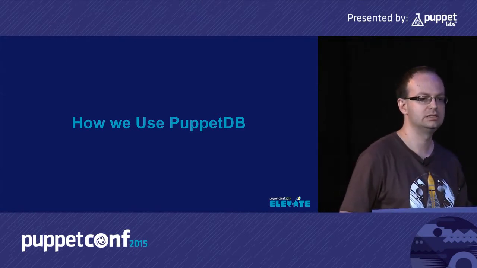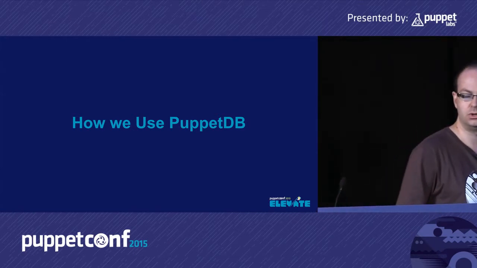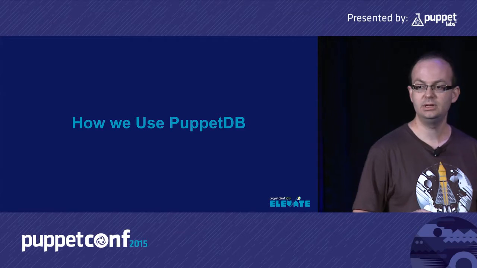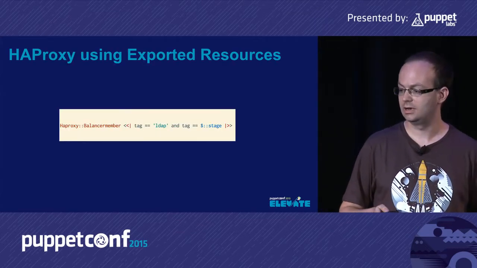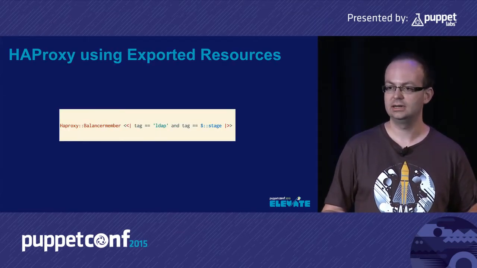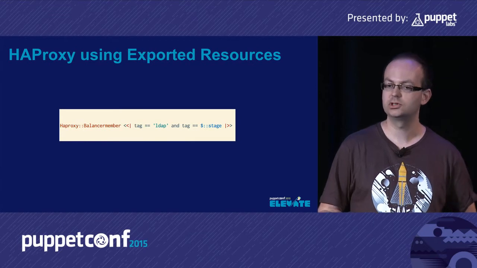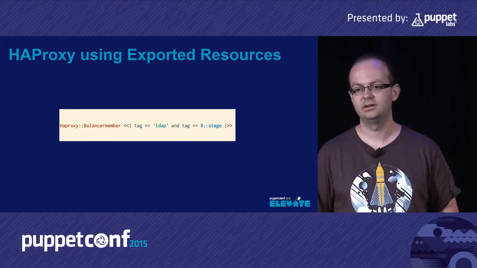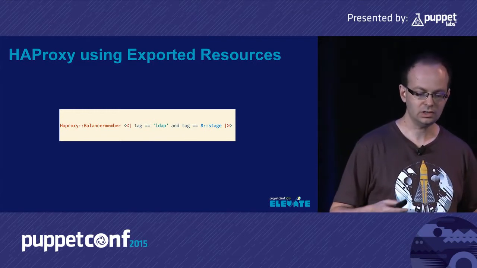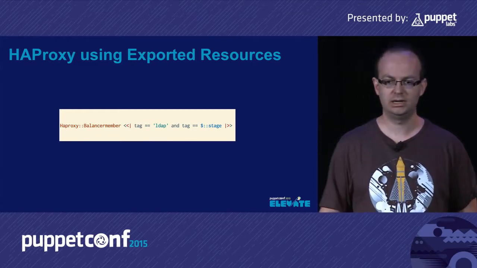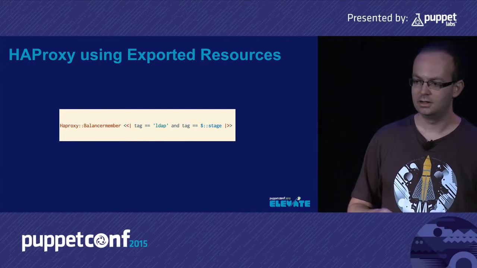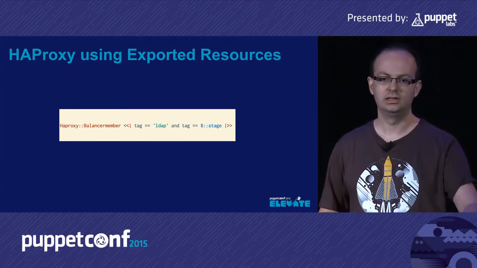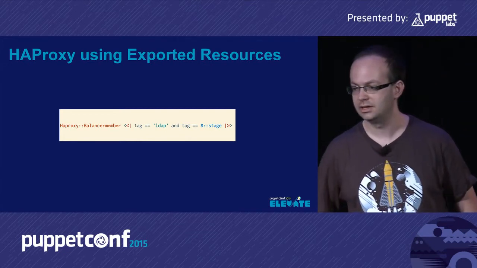A quick example for those of you who haven't used PuppetDB query, comparing how you would implement the same functionality using exported resources versus PDB query. So say you have an LDAP cluster, and you have an HA proxy load balancer in front of it. Your load balancer is going to have a line very much like this.